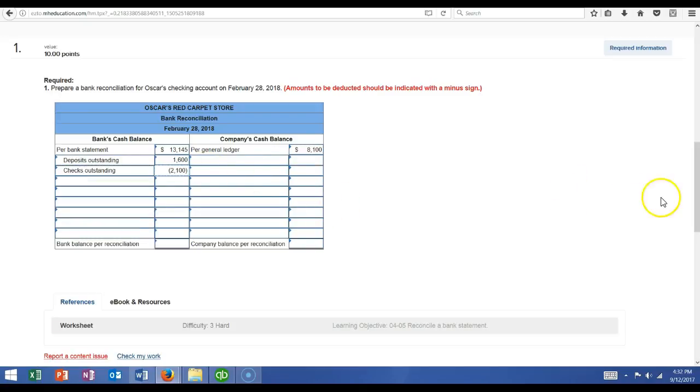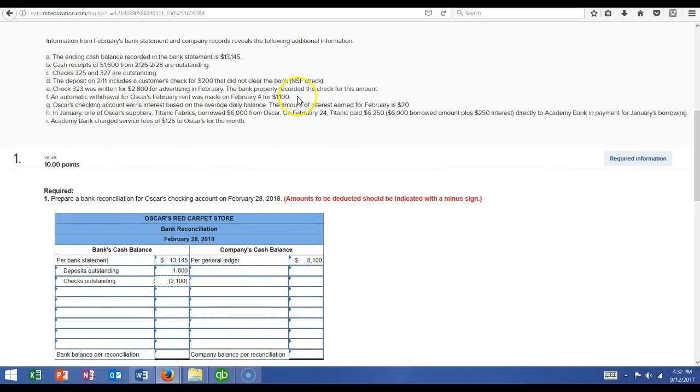Checks outstanding. The next step says the deposit on February 11th includes a customer's check for $200 that did not clear the bank. So what that tells me is we have an NSF. So we're going to put in an NSF check of minus $200 because we have to show that NSF, that money did not get deposited as we hoped. Therefore, we have to reduce our company balance for that money.